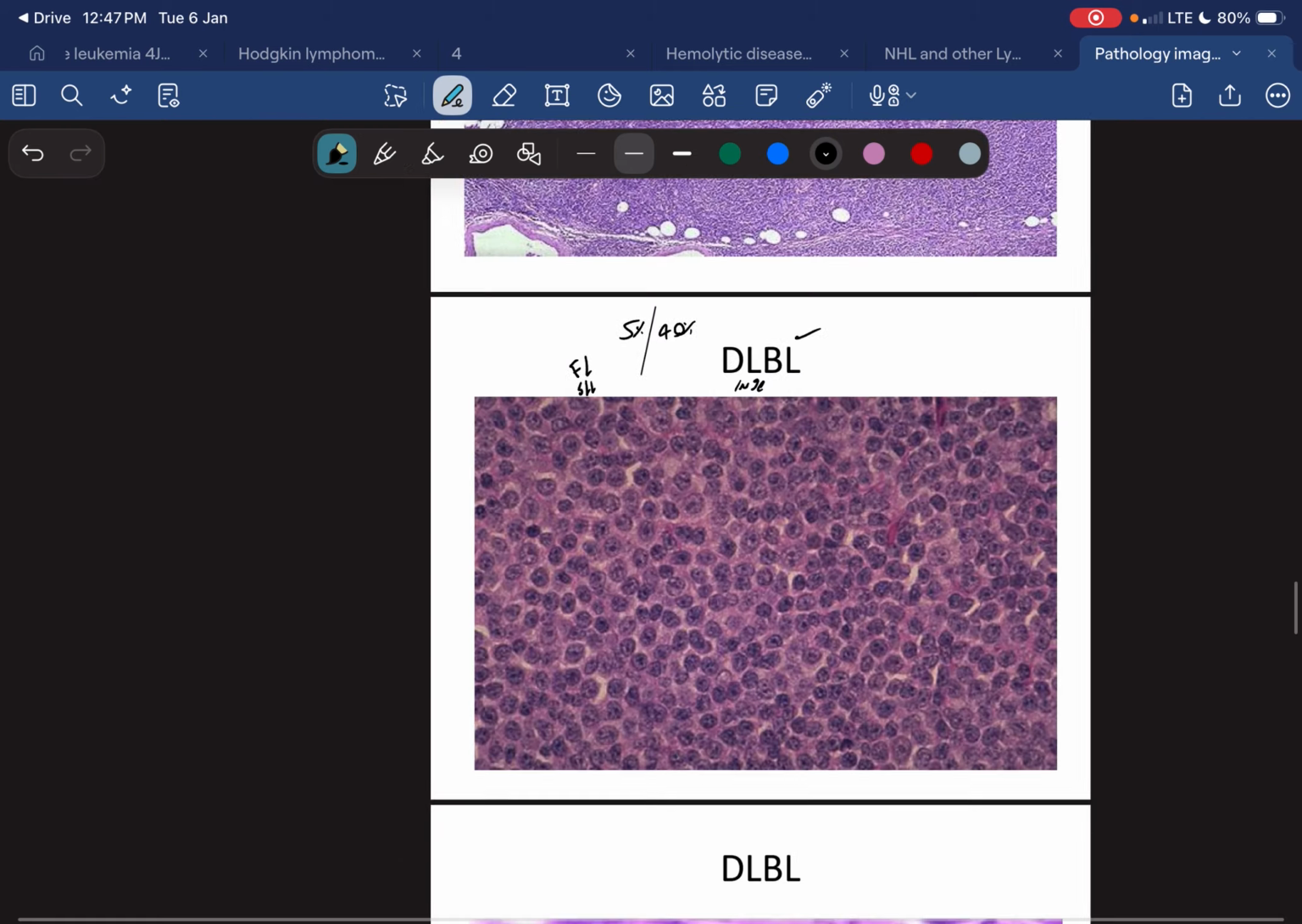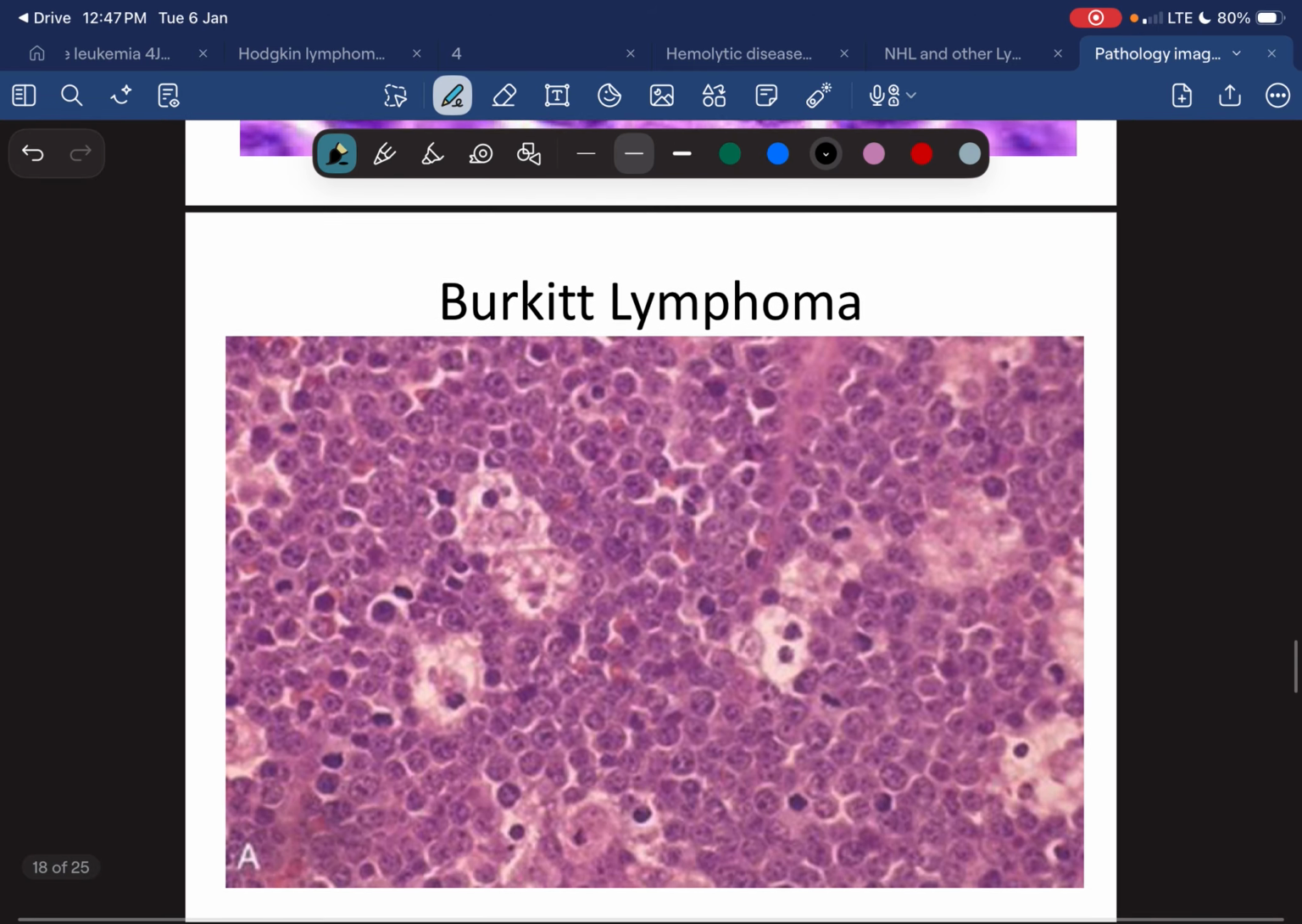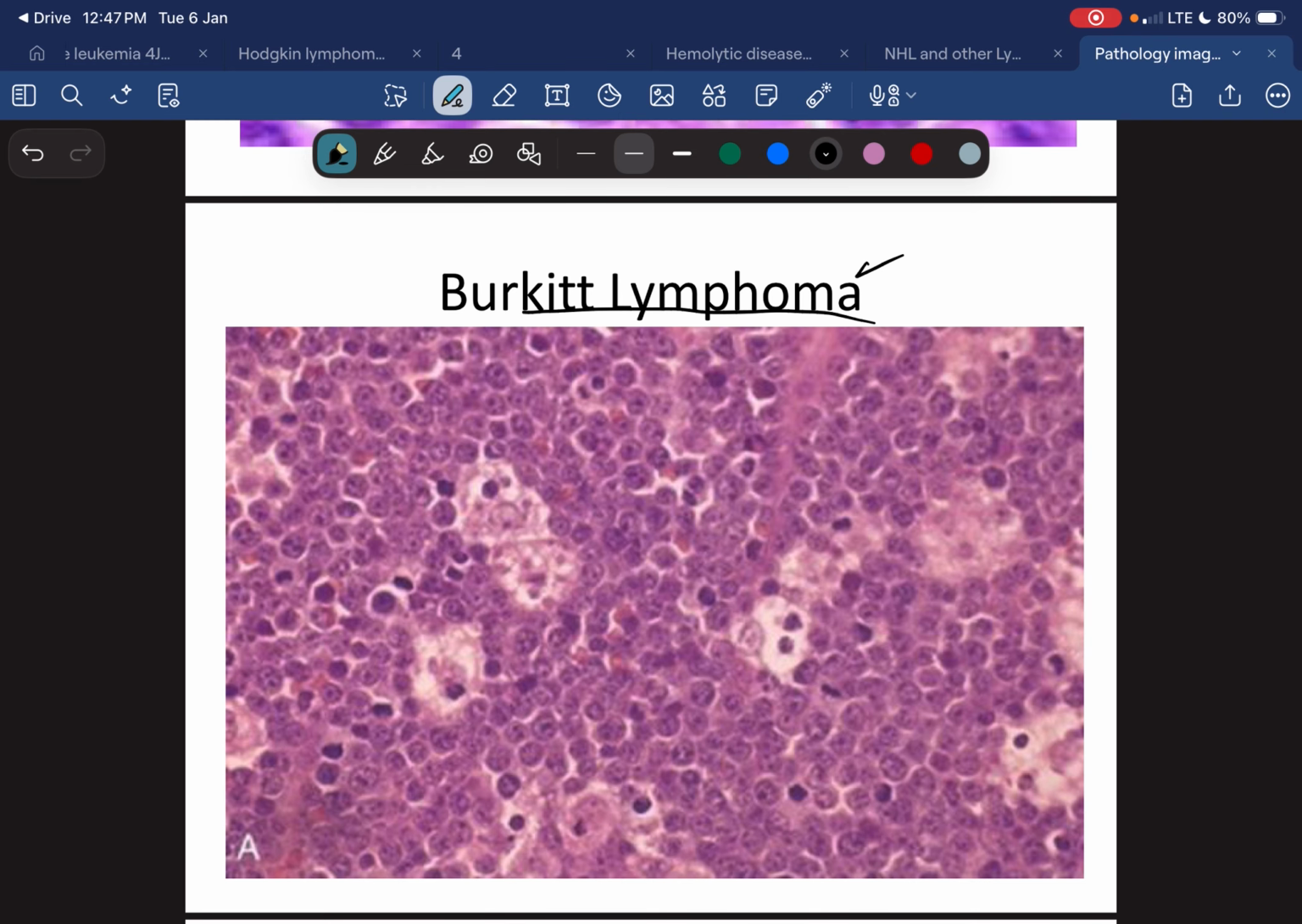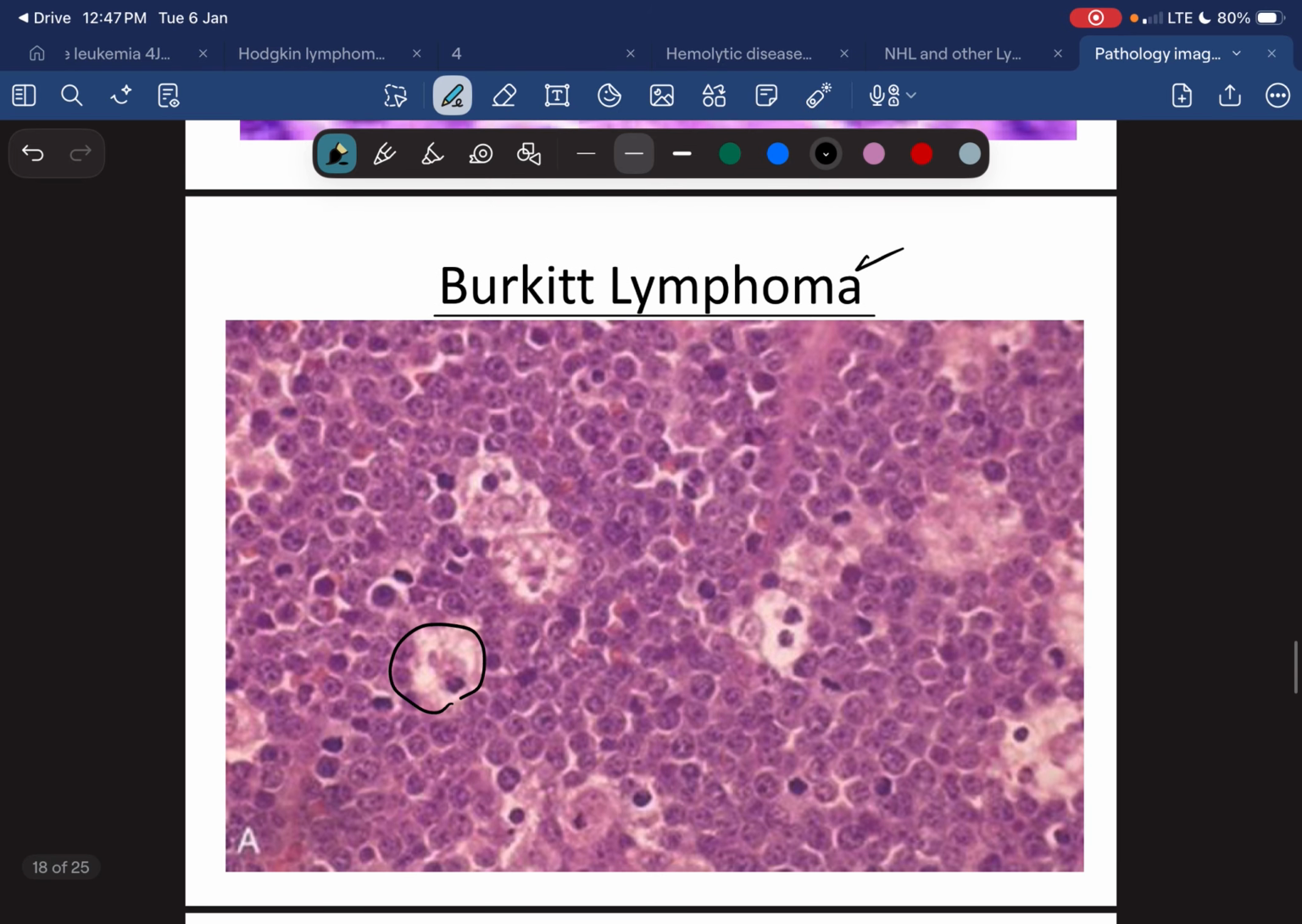Characteristics of Burkitt lymphoma histopathology اللي هو starry sky appearance with these pale bright foci representing macrophages engulfing the nuclear debris or apoptotic fragments. Okay? Translocation seen in Burkitt lymphoma is t(8;14) with c-Myc oncogene mutation.